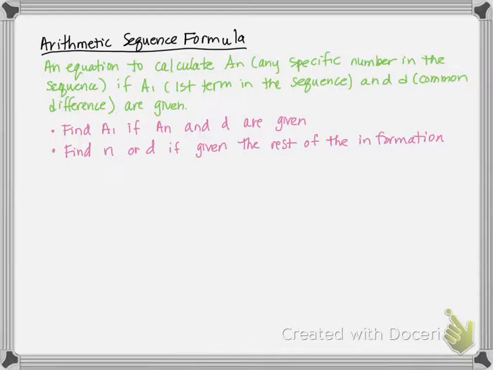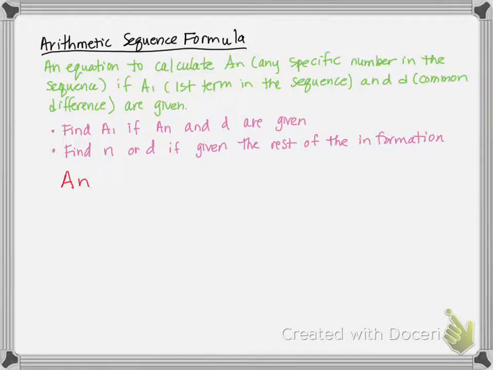Okay? Now, they're not going to always tell you what the n number is. For a sub n, they're just going to give you a number. Okay? Your job is to figure out where that number is in the line of numbers. Okay? So we're going to go through the formula.